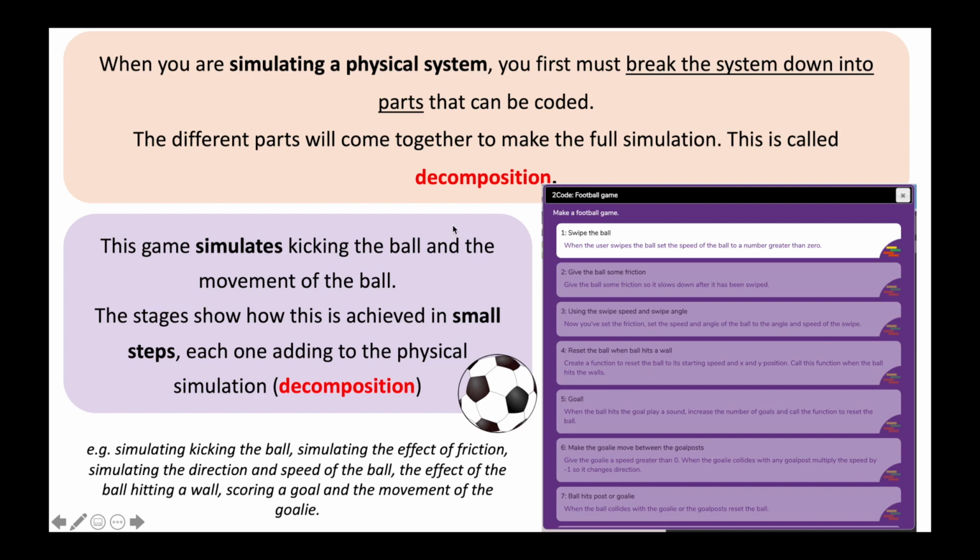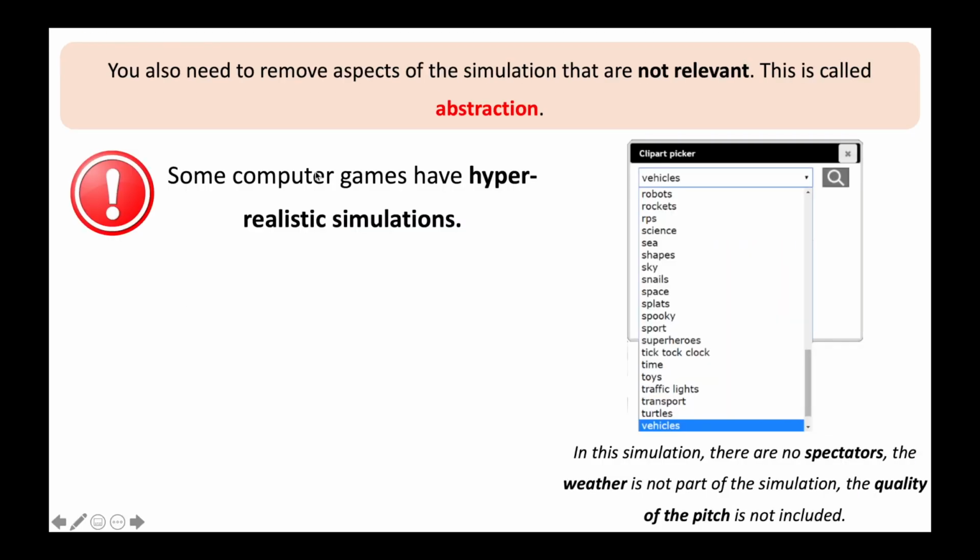we call decomposition. You also need to remove aspects of the simulation that are not relevant, and this is called abstraction. So if we look at this example here, Purple Mash gives us the option to add lots of different kinds of images, but if we want to create a realistic football game, we don't need robots, we don't need vehicles. In this simulation, there's no spectators, we're not including the weather, and the quality of the pitch, which might affect the friction, is not included either, so we're getting rid of things that we don't need to worry about.